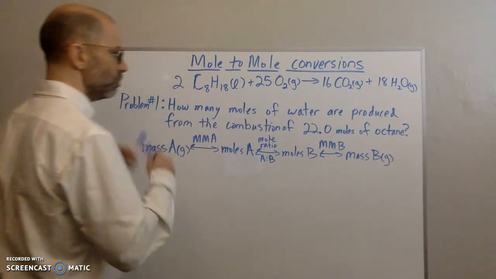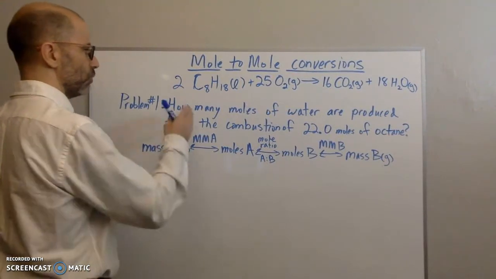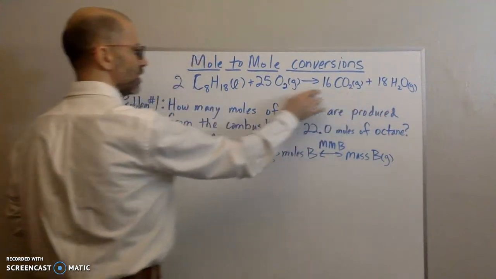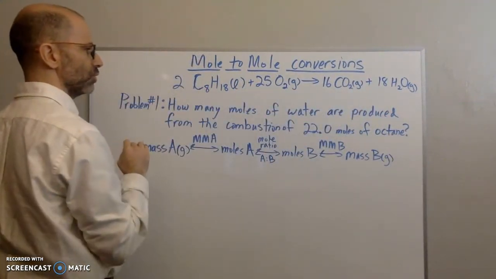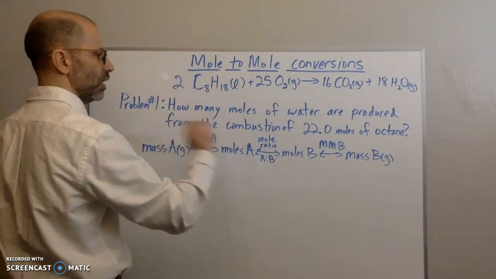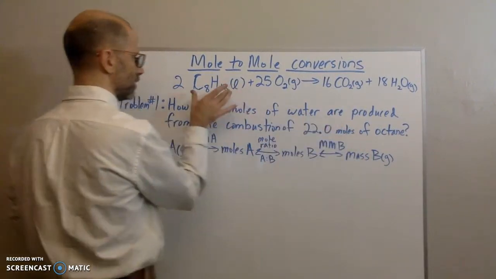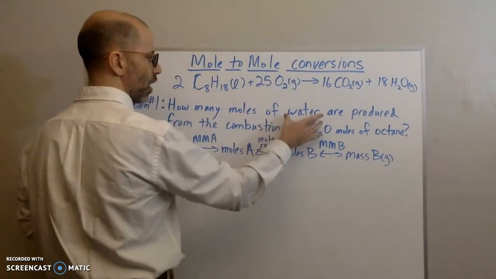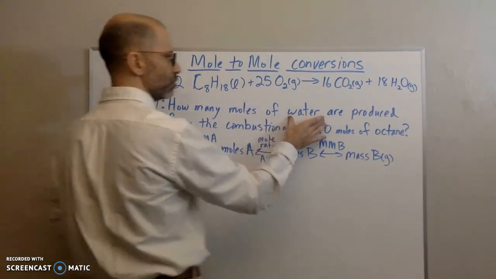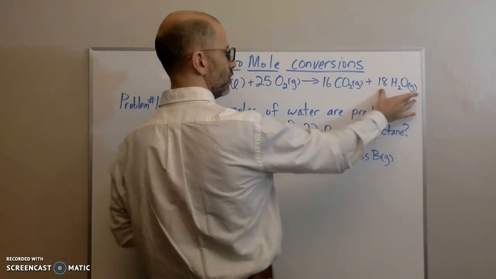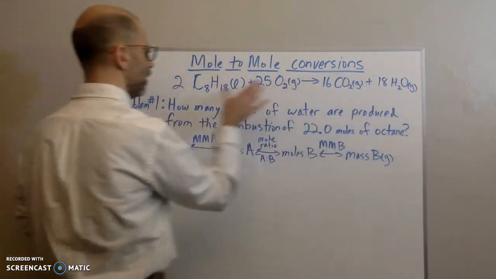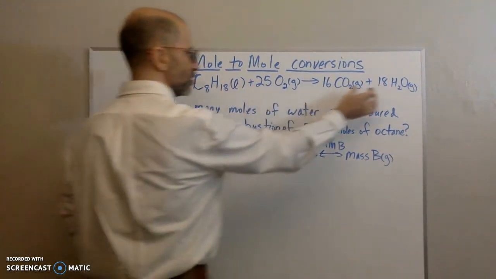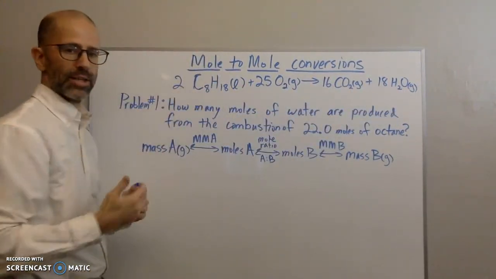So in order to go from moles of octane to moles of water, you need to use the mole ratio in the balanced equation. So you need the balanced equation to help you answer this question. So they give that to us here. So we have 22 moles of octane, so this substance here. And they want to know how much water is produced in moles. So this substance here, so water and octane. So we're going to be using the coefficients 2 and 18 as our mole ratio.